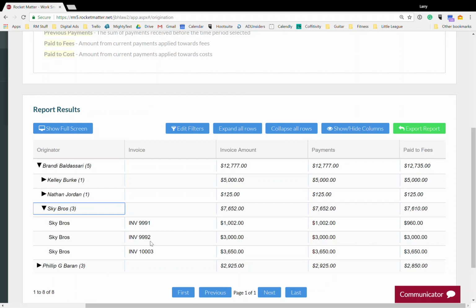So for the next invoice, 9992 here, the invoice amount was $3,000. The payments were $3,000. So $3,000 was paid to fees. And in the next one, a similar example. So you kind of see how this works.